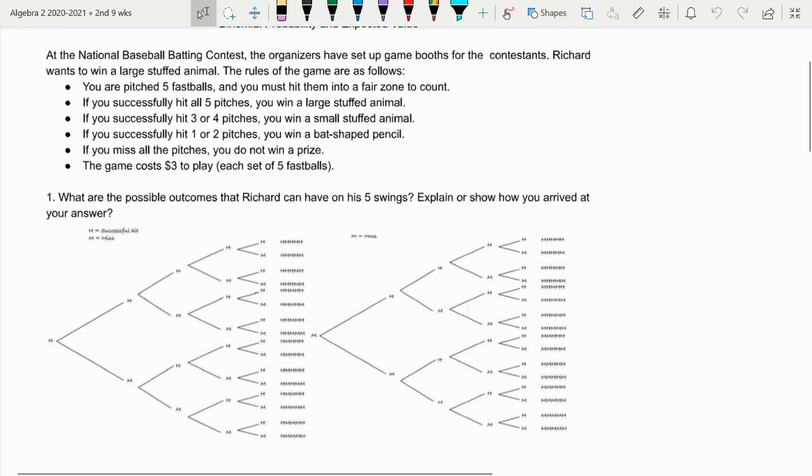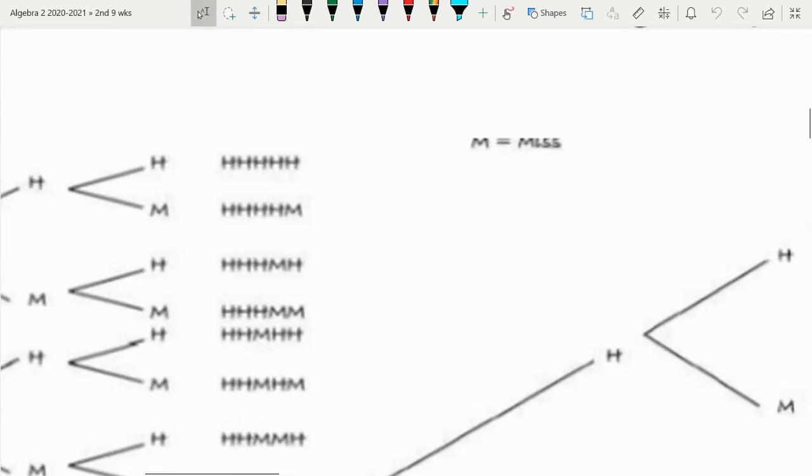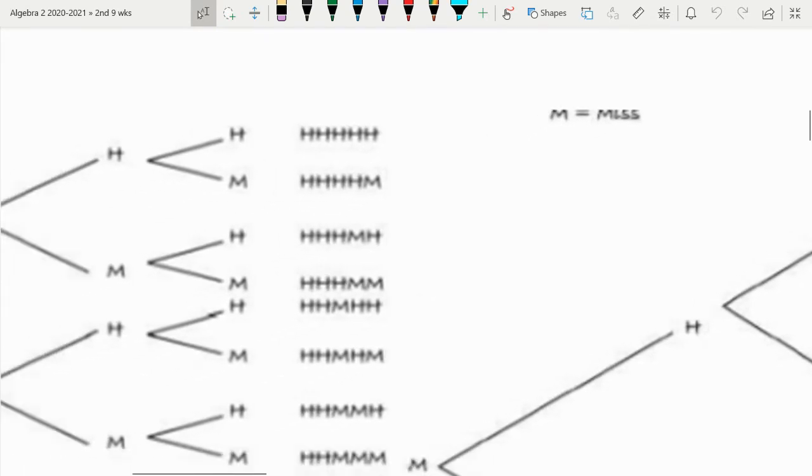So what are the possible outcomes Richard can have on his five swings? Explain or show how you arrived at that answer. We kind of did it for you here. You get your five pitches, and here are all the combinations of results that can happen. If you look here, you can hit all five pitches, or you can hit the first four pitches but miss the last one. And if you look at the next end of the tree, you can hit the first three, miss the fourth one, but hit the fifth one. It's still four out of five hits.